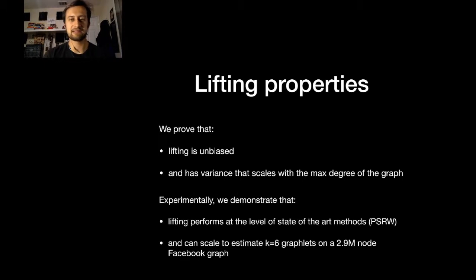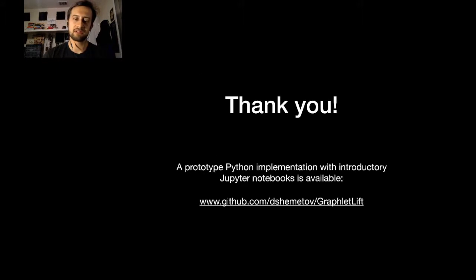We also experimentally demonstrate that lifting performs at the level of state-of-the-art methods and can scale to estimate k equals 6 graphlets of a 3 million node Facebook graph. We have code available on GitHub with Jupyter notebooks available, and we think that our method could be helpful for researchers interested in large graphlet statistics.